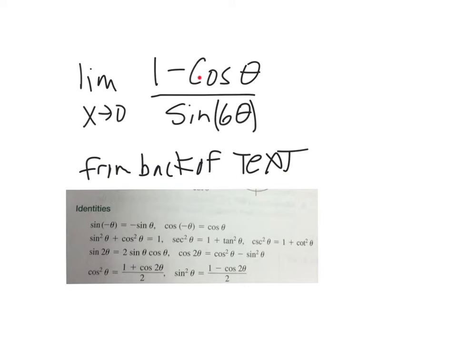So the first thing is that we want to get rid of that cosine. I mean, let's back up a little bit. If I substitute in 0, I get 1 minus 1 because the cosine of 0 is 1. And 6 times 0 is 0, and the sine of 0 is 0. So I get 0 over 0, which tells me it's removable. There's a hole in the graph here, so I can remove that discontinuity and figure out the limit.